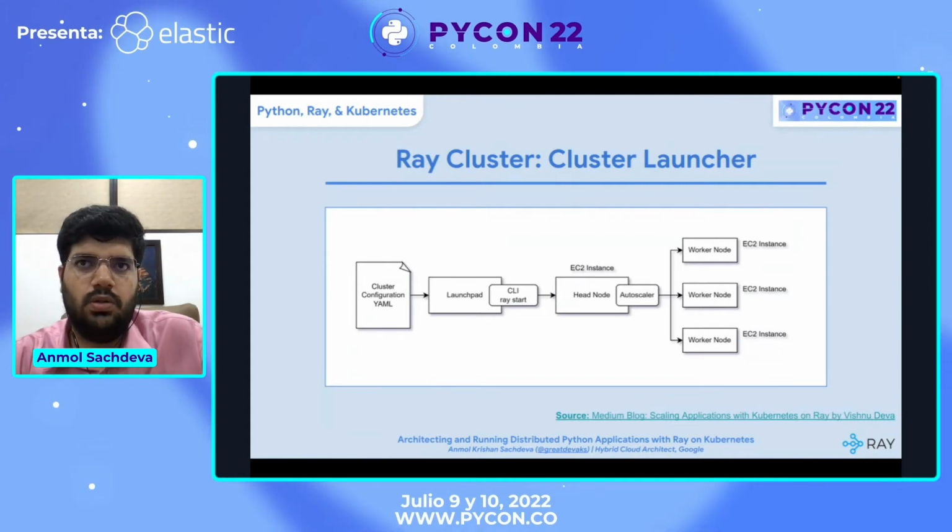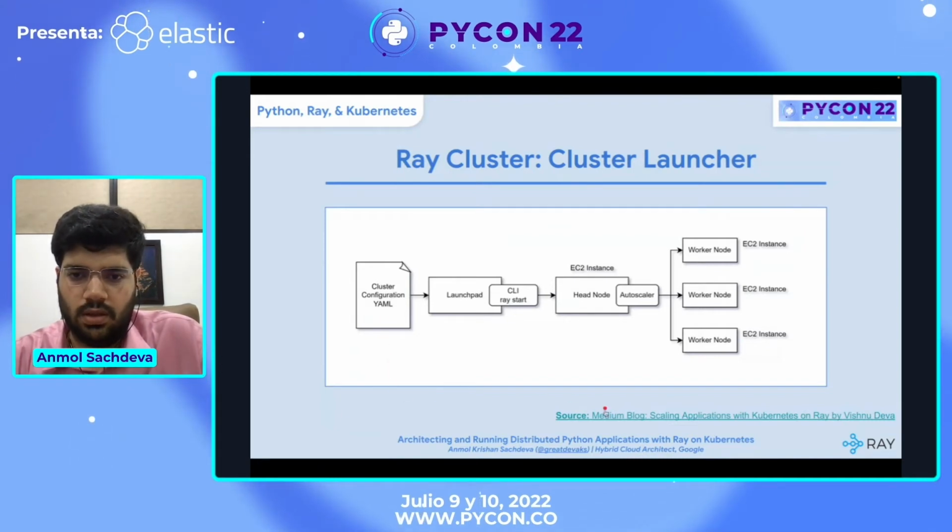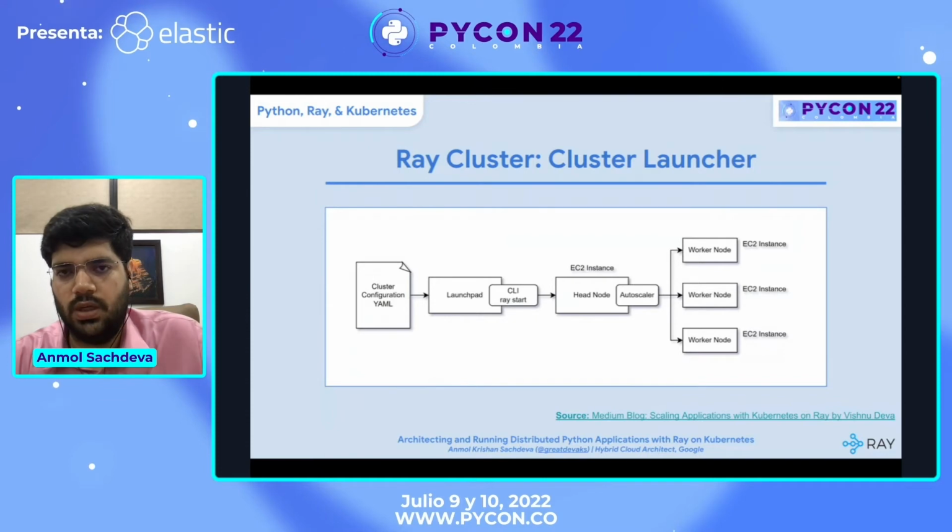You can even control the speed at which the scaling or downscaling happens, using some flags that are there in the cluster configuration. And there is this good blog which talks about the differences between the cluster autoscaler and the Kubernetes autoscaler, specifically from a Ray perspective, and how they differ. This has been adapted from there.